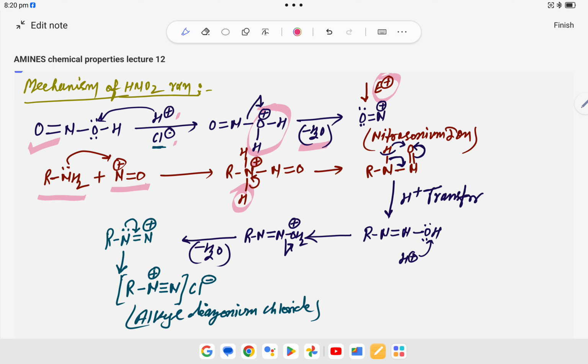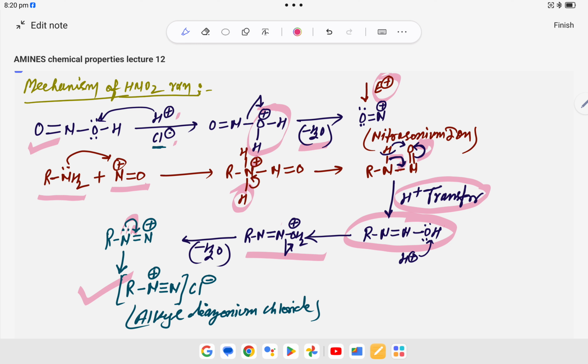And in the next step, H plus transfer will be done. How will it be done? These electrons shifted here, these electrons shifted here, and hydrogen will attach to the oxygen. Then ultimately you are getting this species. Again one H plus will approach the OH, and again a water species will be free. This nitrogen is donating, so here positive charge is generated. And this lone pair will again convert it into a triple bond, and your alkyl diazonium chloride is formed. So that's all about the mechanism.